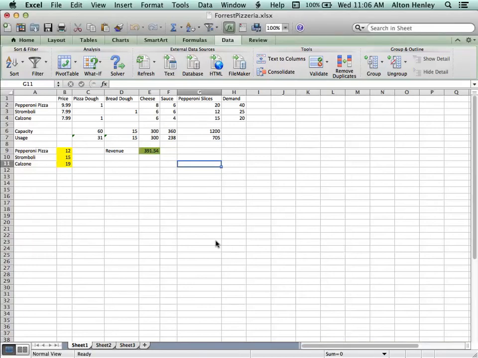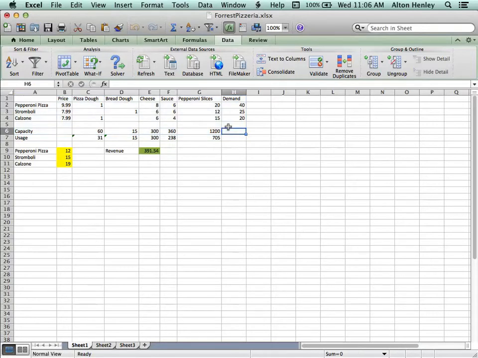Forrest Pizzeria. Now, the data that was given to us in the case was this data, and there's a couple of things to be aware of. One, unless you're reading carefully, you might miss the fact that some things are made with pizza dough and some things are made with bread dough. So that was one little trick that we slipped in there for you.